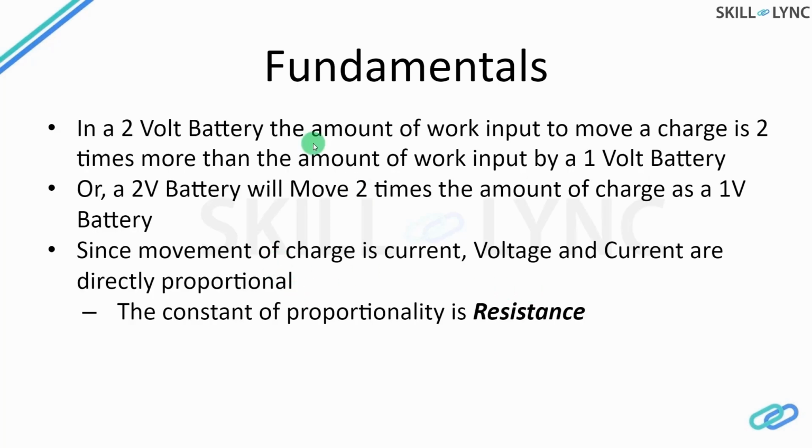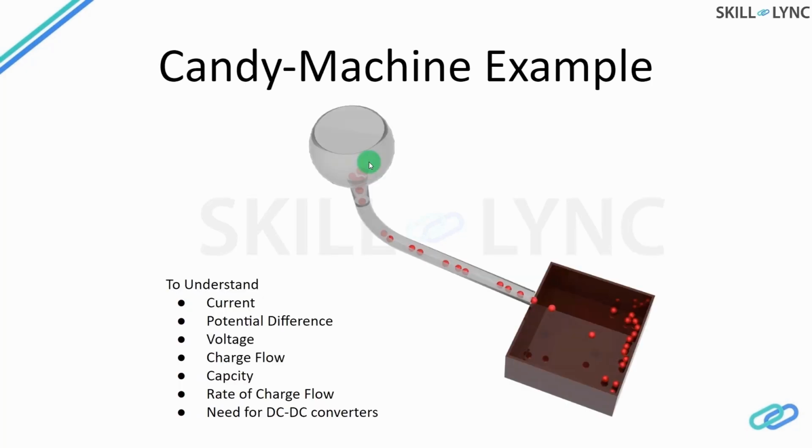To reiterate with an example, let's say that you have a 2-volt battery. The amount of work input to move a charge is 2 times more than the amount of work input when compared to a 1-volt battery. In other words, a 2-volt battery will move 2 times the amount of charge as a 1-volt battery, right? Since it's able to move 2 times the amount of charge, a 2-volt battery will have 2 times more current than a 1-volt battery. Like I said, this statement is true only if the resistance offered by the circuit is the same in both scenarios.